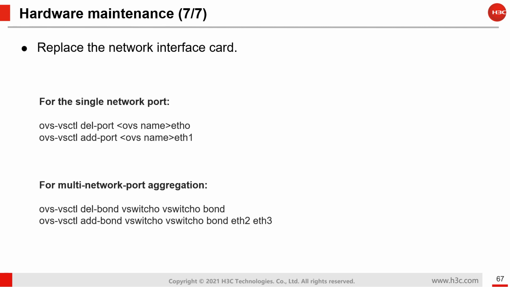For a single network port, you just run ovs-vsctl del-port OVS name eth0, then ovs-vsctl add-port OVS name eth1. But for multi-network port aggregation, you need to run ovs-vsctl del-bond vs30, vs30 bond, and ovs-vsctl add-bond vs30, vs30 bond, eth2 and eth3.